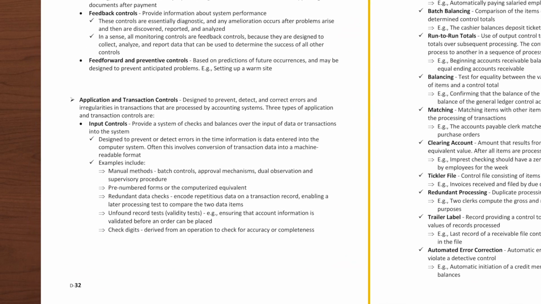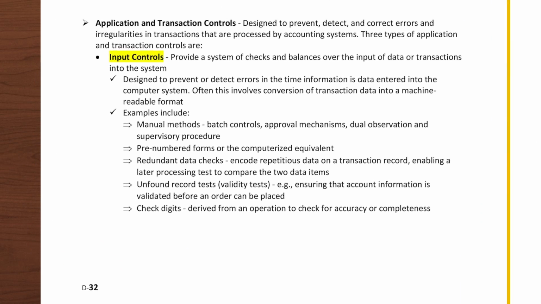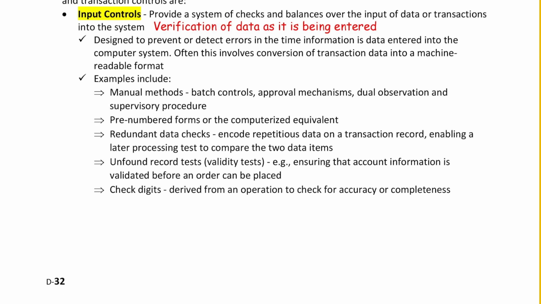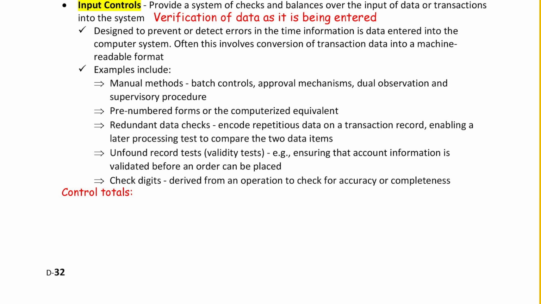On page 32, we are looking at highlight input controls as part of application controls. Now, input controls is about verification of data as it is being entered. Let's draw up a good example of control totals, which are a mix of input and processing controls. So do 3 columns there: check number, account code, and amount.